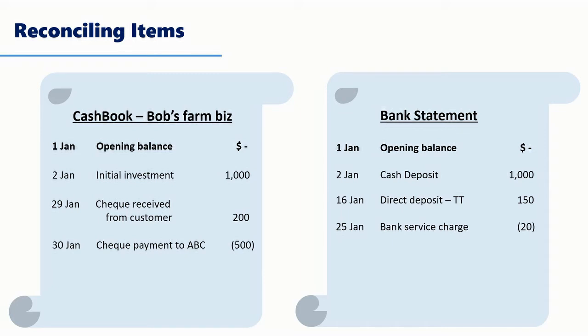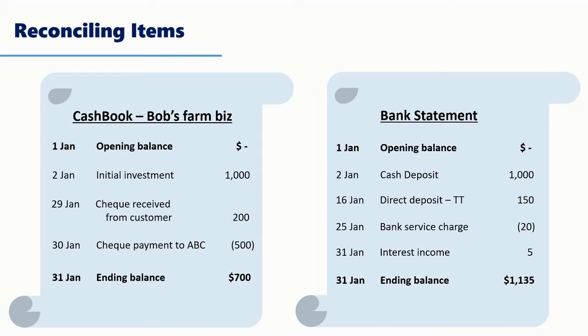On the other hand, on the bank statement, there were no transactions on 29th and 30th like it's supposed to, according to the cash book. Lastly, on the bank statement, there was also a $5 interest income credited to Bob's account on 31st of January. As you can see, there were quite a few things that were missing from either side. These items are called the reconciling items. As a result of these reconciling items, the ending balances in cash book and the bank statement were different.